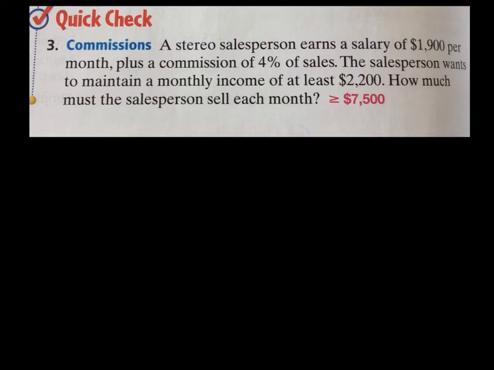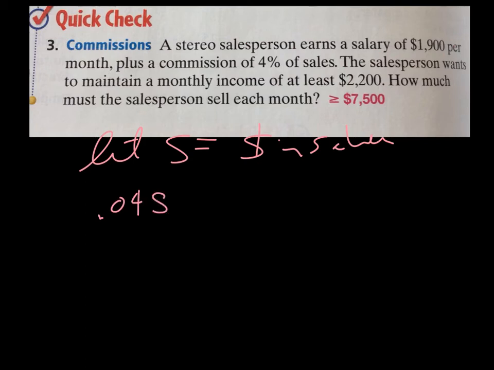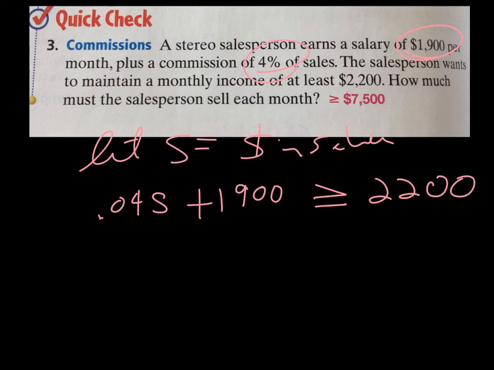So we're going to write a let statement. Again, I always like to start these with let statements. Let S equal dollars in sales. Okay. So we know that person is going to have 0.04S, again, that's turning that 4% into a decimal, plus the $1,900 that they make just for working. They want that to be at least, that means greater than or equal to, 2,200. So that's what we're going to have to solve.